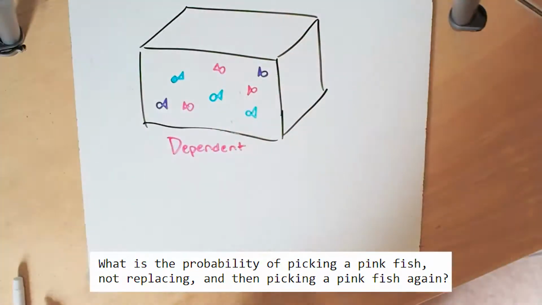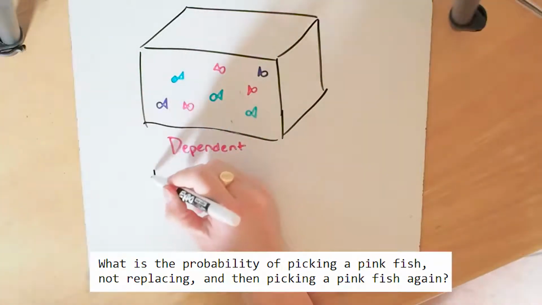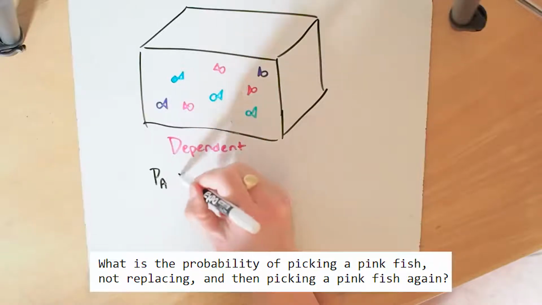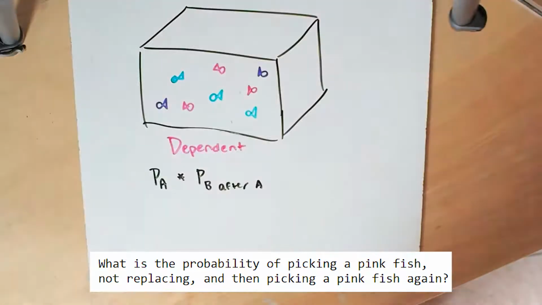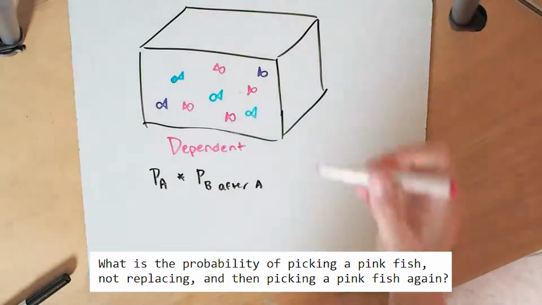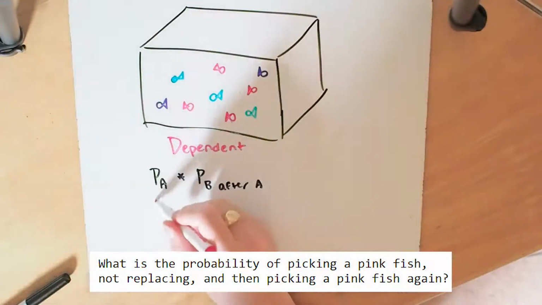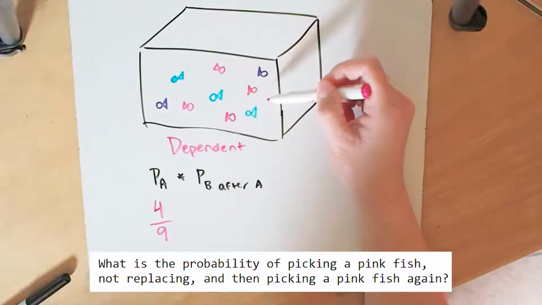The probability for a dependent situation is almost the same, but you need to take into account the change that has happened. So we write it as the probability of A times the probability of B after A. It's just a fancy way of saying something changed. What happens now? So let's see what happens. Here's our first pick. The probability of picking a pink fish is still 4 out of 9 in this situation because there's 4 pink fish and there's 9 total fish.